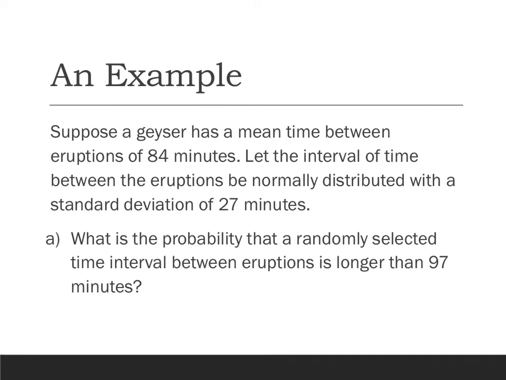All right, so basically what we have now known to us is that there's a population mean of 84 minutes and a population standard deviation of 27 minutes. So back in chapter 7, we learned how to answer a question like part A. What is the probability that a randomly selected time interval between eruptions is longer than 97 minutes?